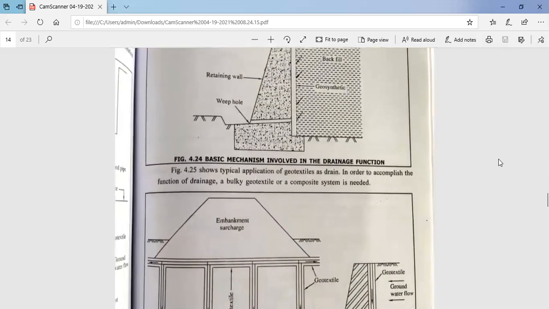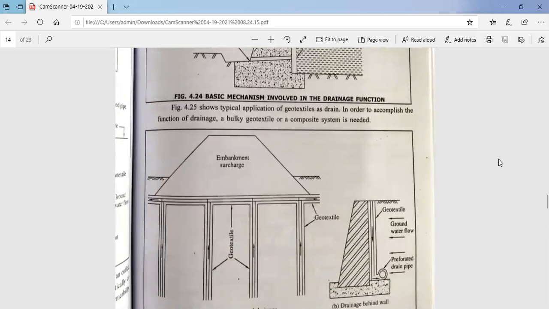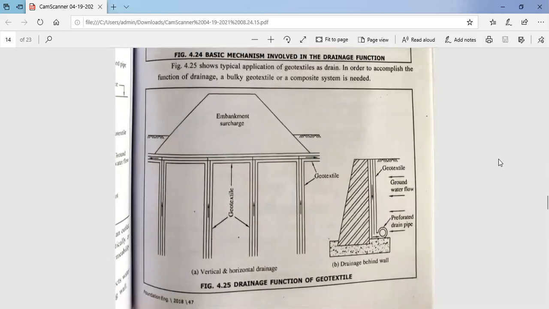This figure shows a typical application of geotextile as a drain. To accomplish the function of drainage, a bulky geotextile or composite system is then needed.